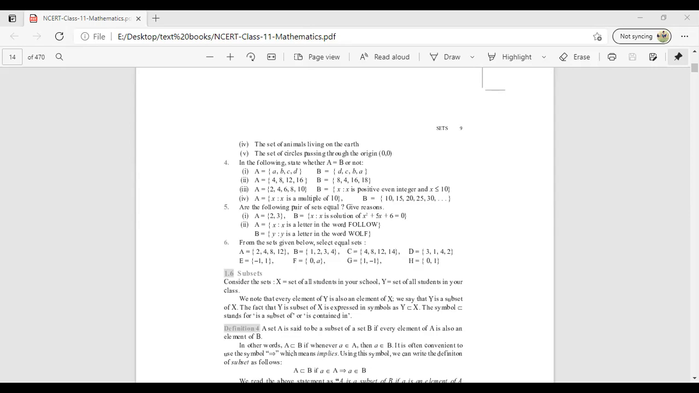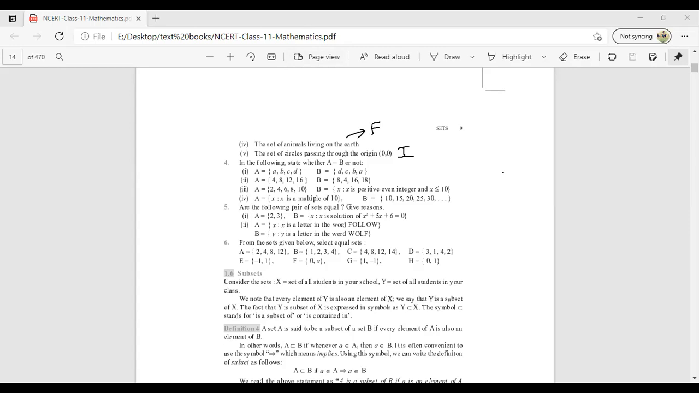So the set of animals on the earth is finite. Always remember, that is finite, and the number of circles which can be drawn is infinite. We can draw infinite circles by taking one center and many circles. Similarly, now we have to show whether they are equal or not.